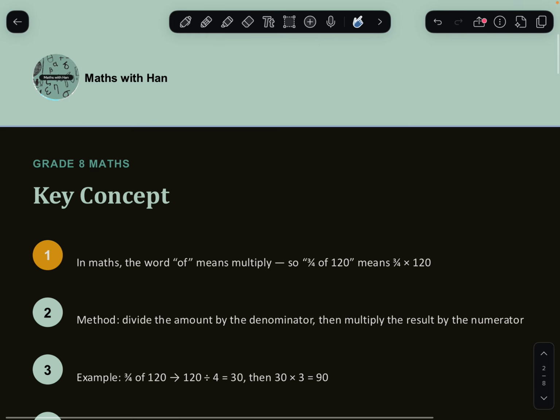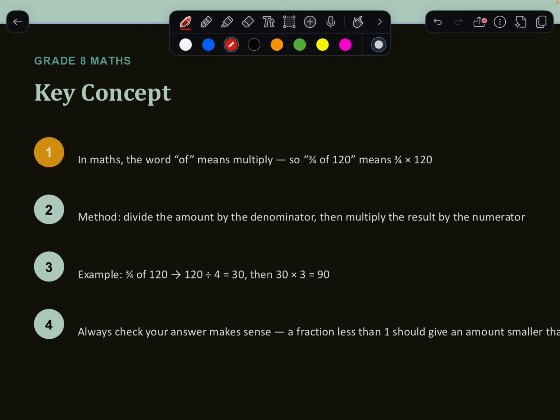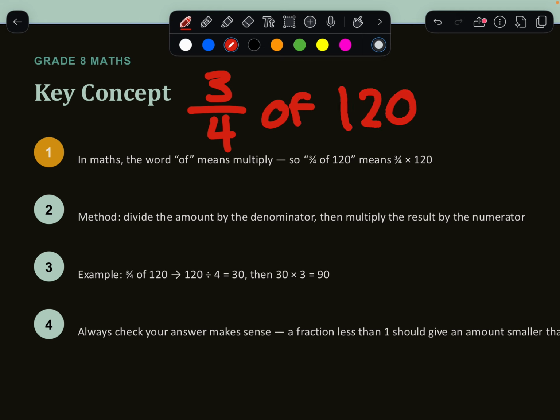So fractions of amounts are when you get a question such as this one. 3/4 of 120, that would be the kind of question you get. So work out 3/4 of 120. It looks scary because it's got this "of", but the key thing is "of" just means times. So whenever you see an "of", you can just change that into multiply. So then this is pretty easy to put into your calculator or to just work out.